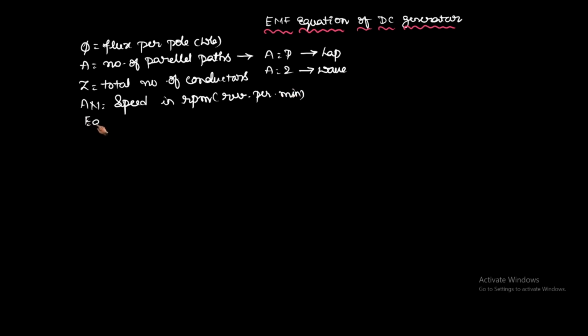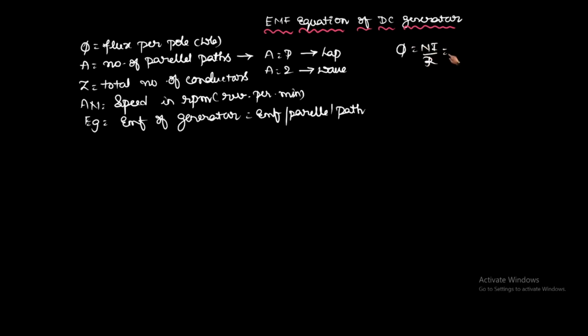EMF generated, Eg, we can write as the EMF of generator. That is equal to the EMF per parallel path. First we will consider that, then we will multiply by the number of parallel paths. Here flux phi is equal to Ni by reluctance. What is Ni? Ni is MMF. Okay, so let us see how we can calculate the EMF.